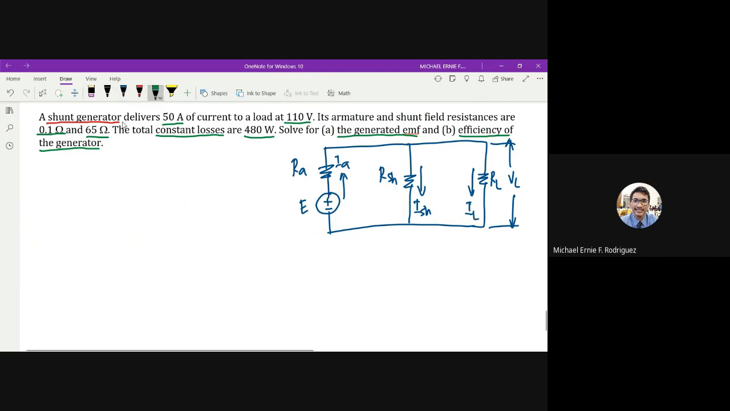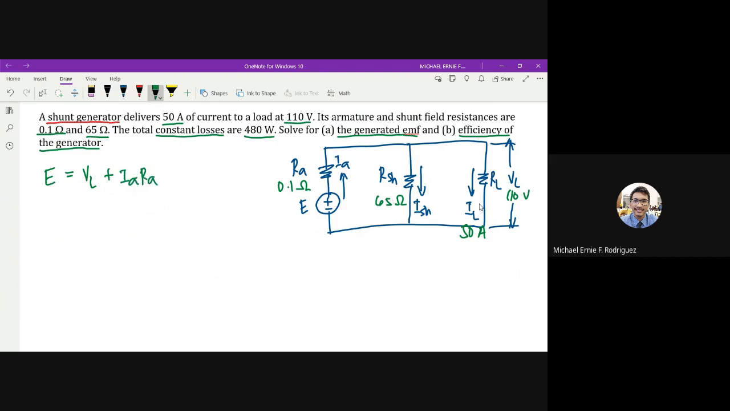Okay? So, we have in here, sabi sa una, di ba, 50 amperes yung delivered current. So, that is your IL, 50 amperes. So, that is at 110 volts. So, we have VL of 110 volts. And then, your armature is 0.1 ohms. Okay, lagyan natin dito. And your RSH is 65 ohms. Ayan. So, susolve natin ngayon yung generated EMF. So, to solve for the generated EMF, ang formula natin nakaraan is E is equal to VL plus IA RA.